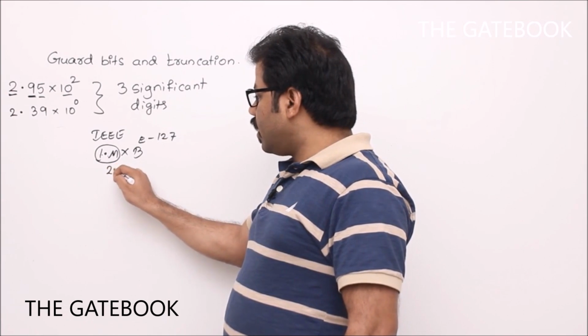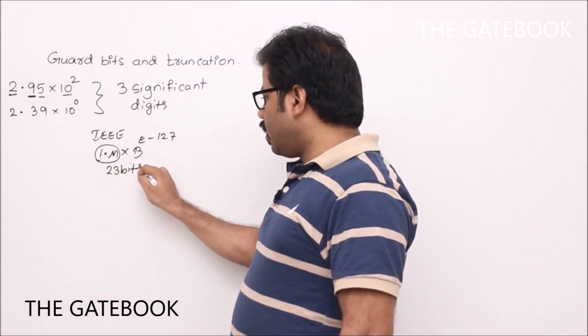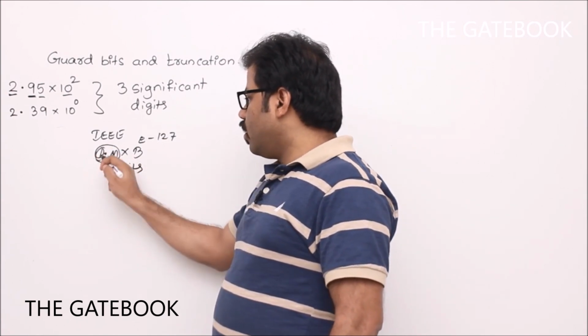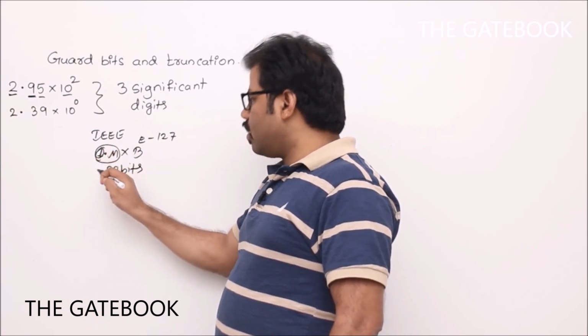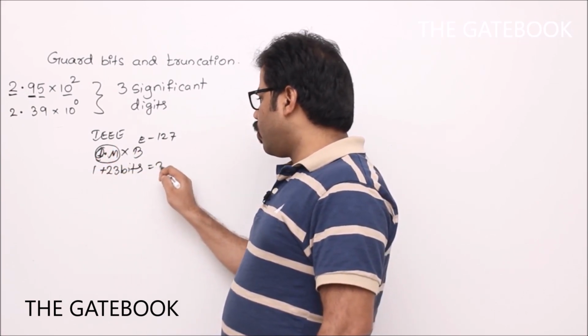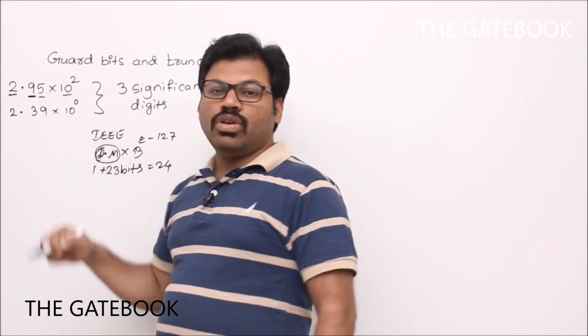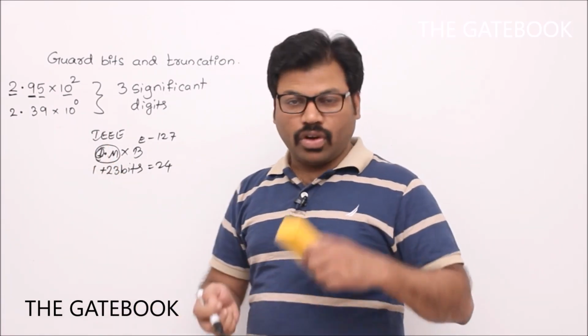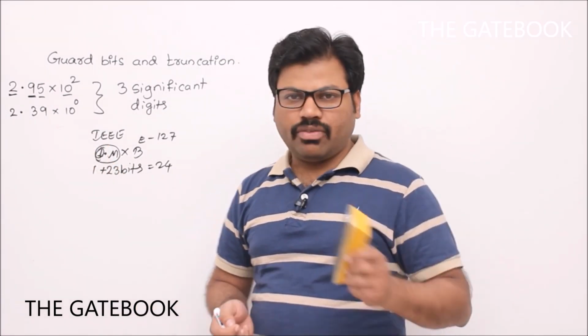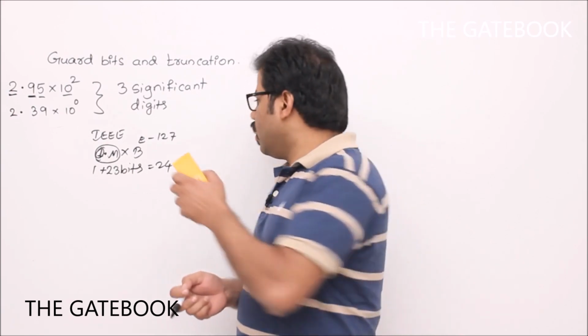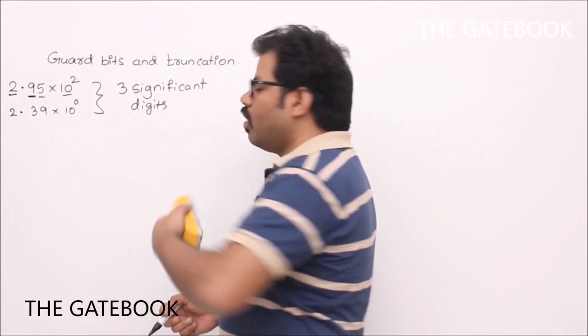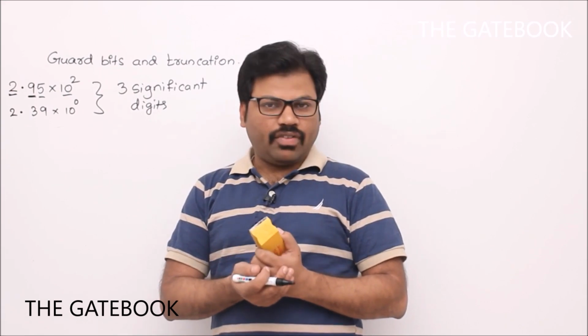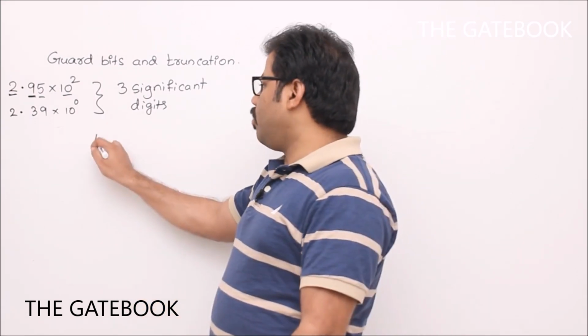We were representing 23 bits for mantissa, correct? Plus this implicit bit. We don't represent it, but it is there. That's why 23 plus 1, 24. So we are using 24 bits to represent the mantissa in IEEE 754 floating point numbers. The more bits we have, the more precision we get, and the more accurately we can represent data.